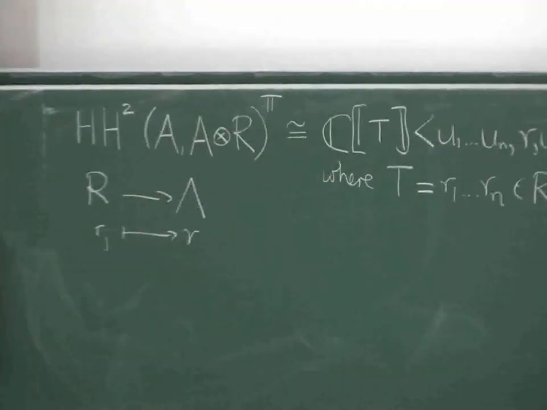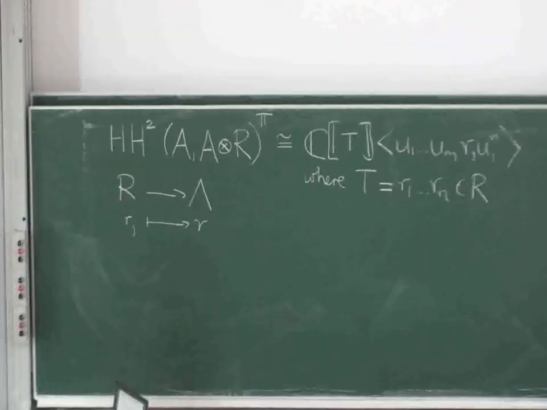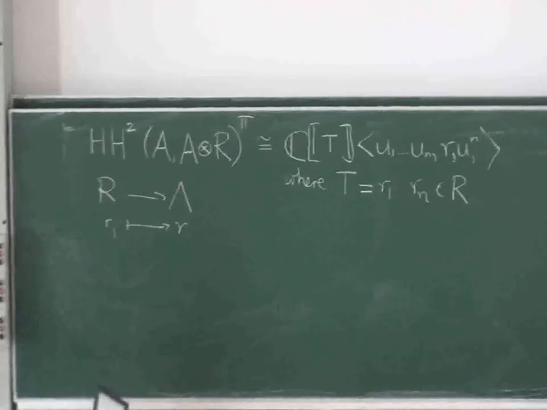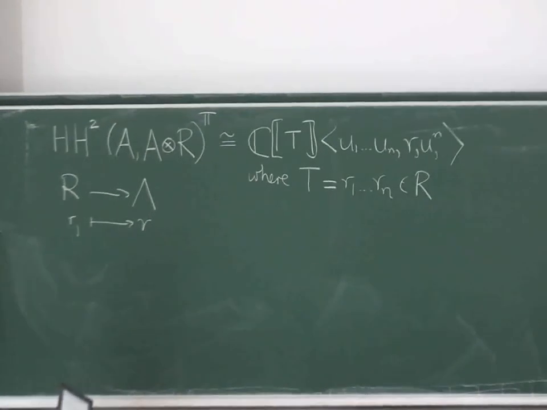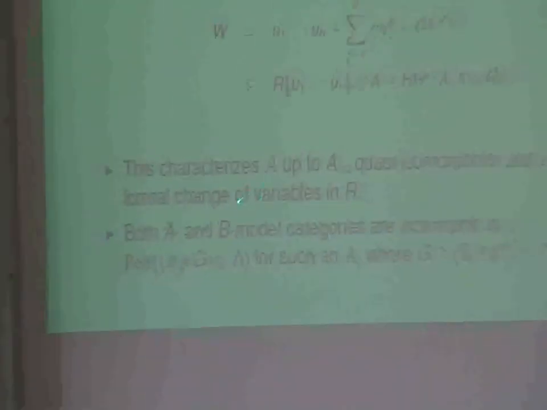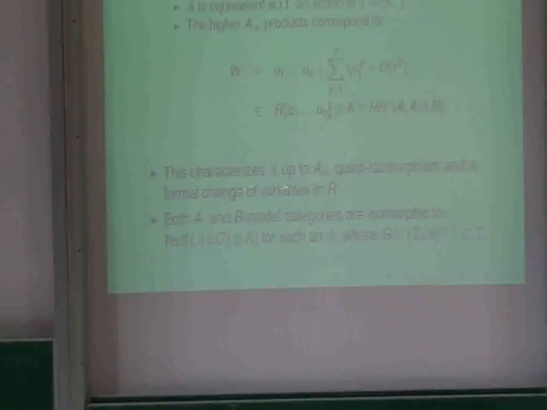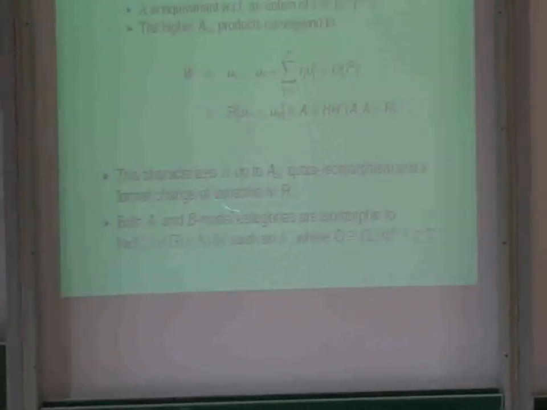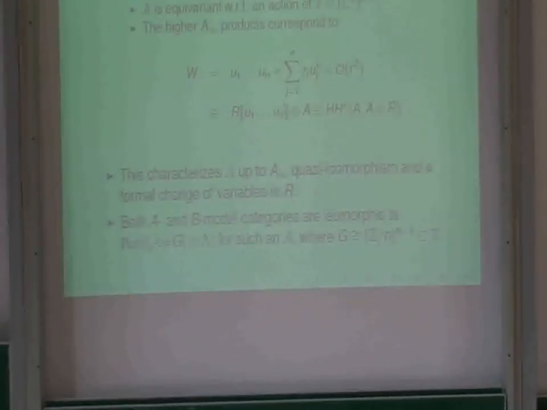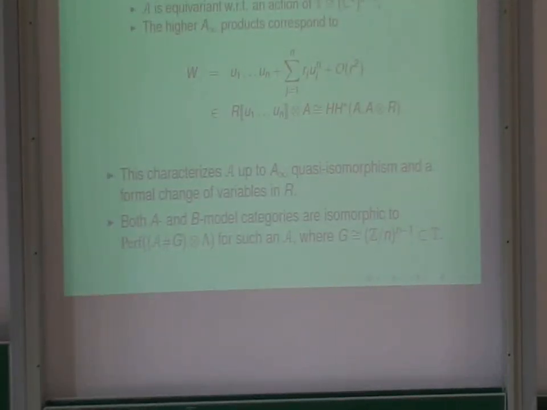So, in particular, implicit in the statement, for such an A, it's actually going to be a different A for the A and B models, and the fact that these properties only characterize A up to a formal change of variables is the origin of this mirror map that appeared in the video. Okay, so that's a description of the categories.